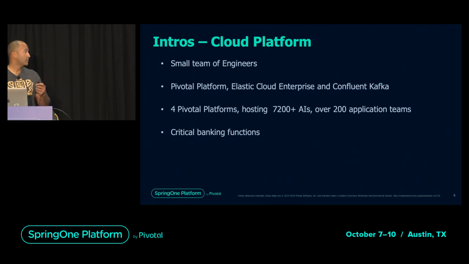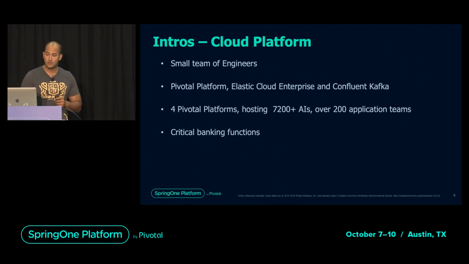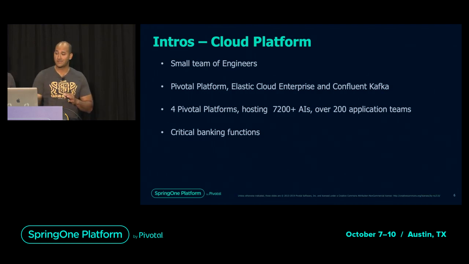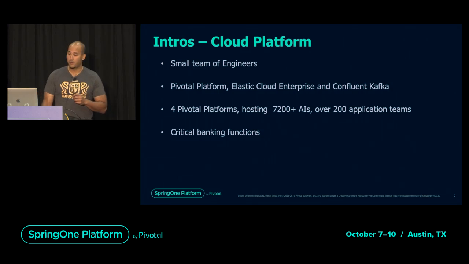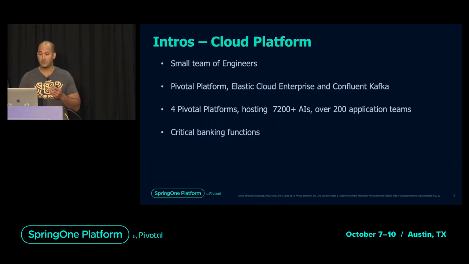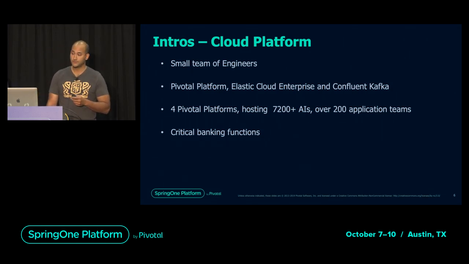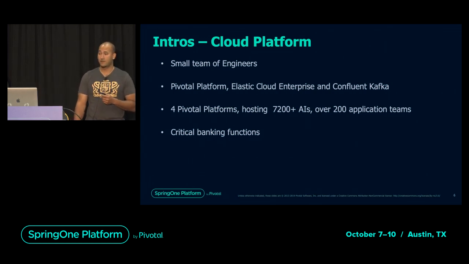We actually have 4 Pivotal platforms deployed, hosting over 7,200 application instances, which support over 200 application teams. This is roughly about 10% of the bank's total number of apps, so we do expect to see adoption scale quite a lot. Of these apps, however, the most critical being our critical banking functions. So obviously we needed to adopt an SRE mindset here.